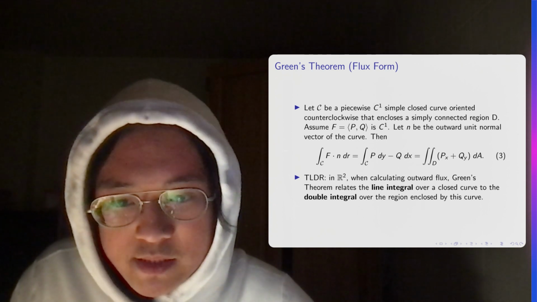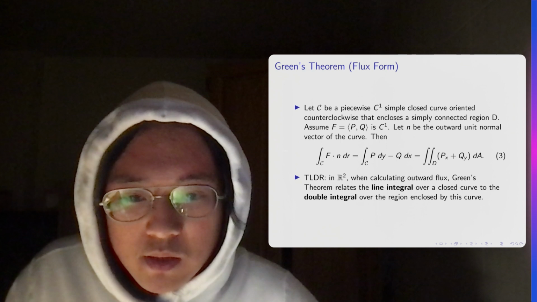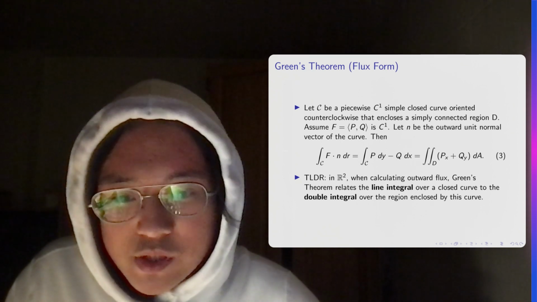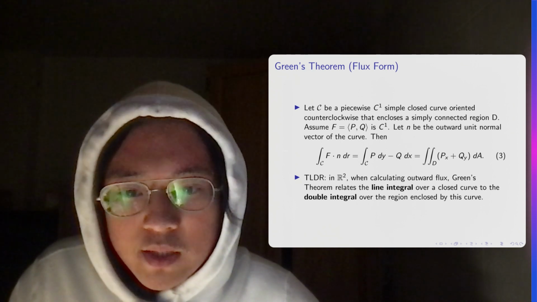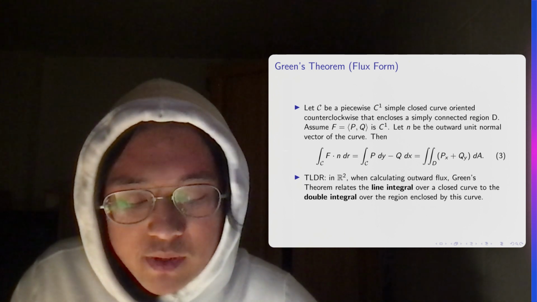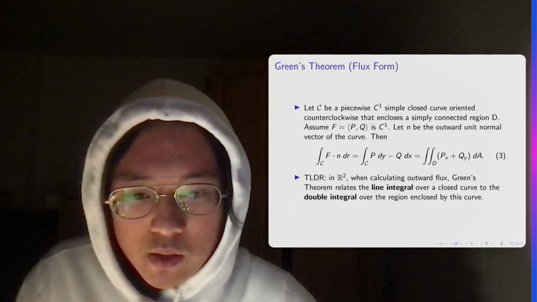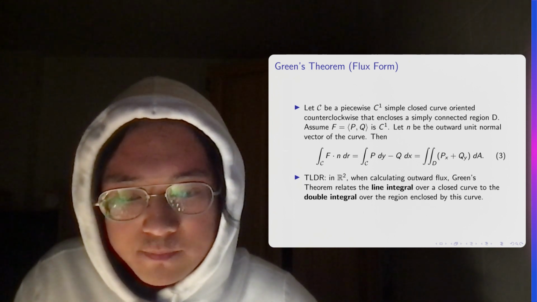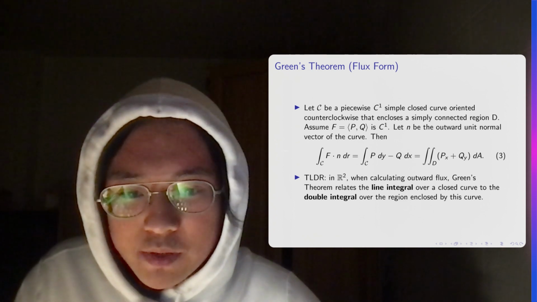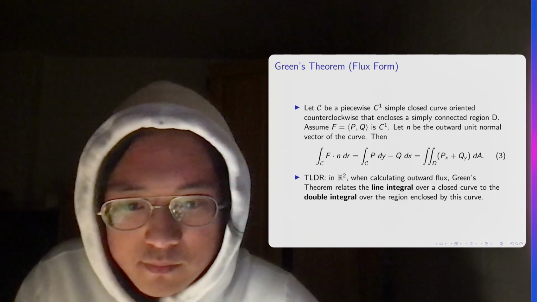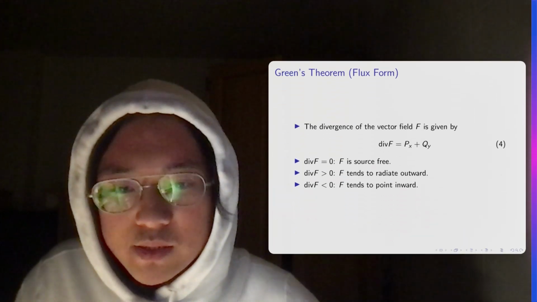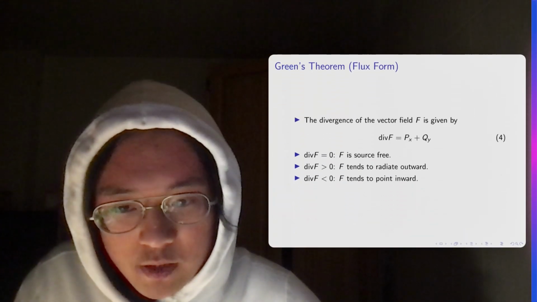Same setup, but this time Green's theorem says, to calculate the flux, which is the left-hand side of the equation, we can instead take the quantity px plus qy and integrate this quantity over the region bounded by this curve. Very similar, right? But note that the integrand here is different. And we call this integrand the divergence of f.